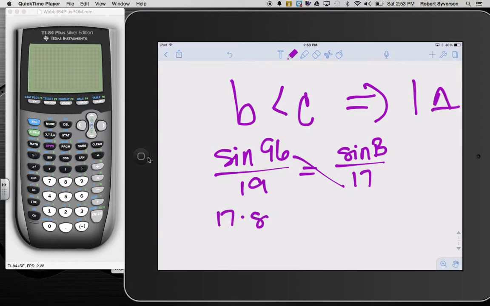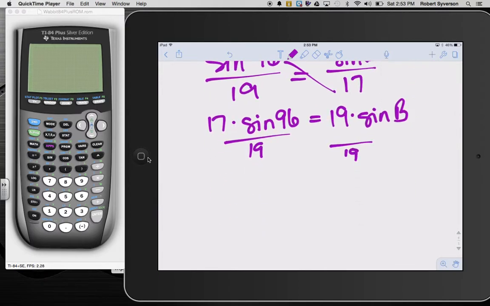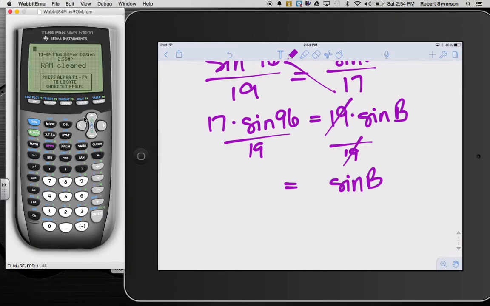17 times the sine of 96 is equal to 19 times the sine of B, and then divide by 19. All right, and that's going to tell me what the sine of B is equal to. Okay, sine of B. What is that going to be equal to? All right, so I'm going to go over to my calculator. Now I'm dealing with degrees, so I need to make sure my mode is in degrees. Right now it's in radians. So I'm going to move over to degrees.